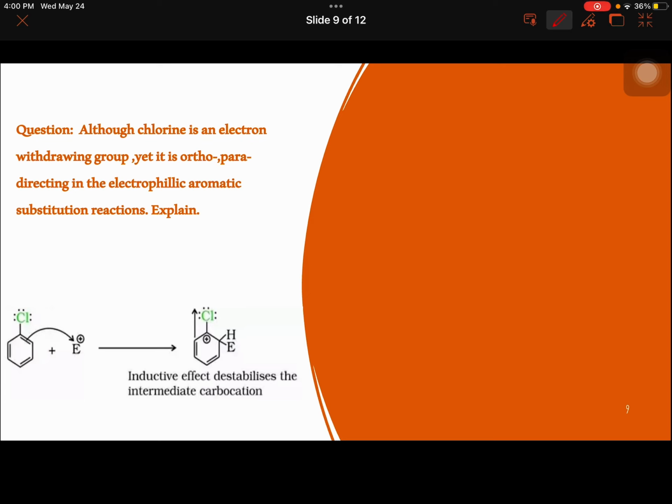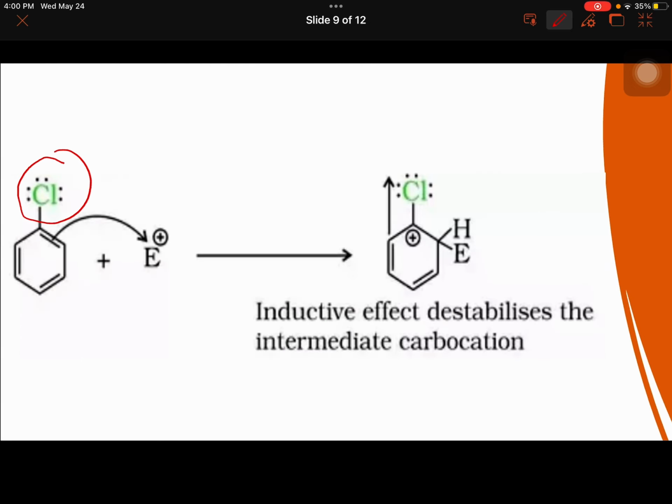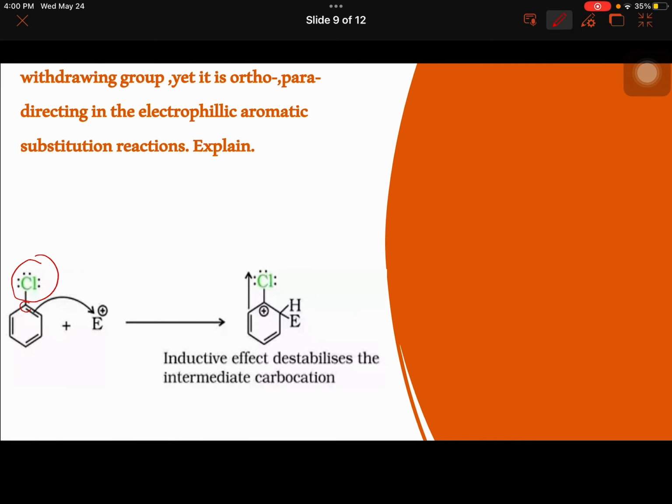Now the question is, this chlorine on benzene is electron withdrawing group. Why should it be electron withdrawing? Because chlorine is electronegative in nature. So this is bonded to carbon, so this should act as electron withdrawing group. But when you see the reaction, electrophilic aromatic substitution, then you will get the products ortho and para products. The reaction gives you ortho and para, it does not give you meta. So we have to give explanation for that.